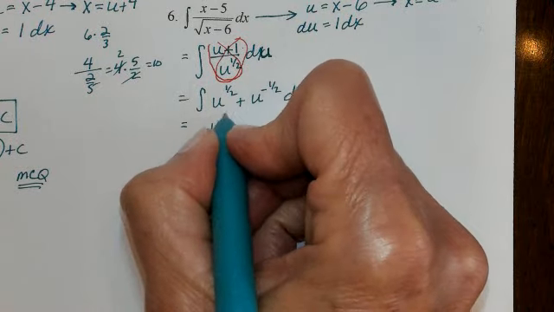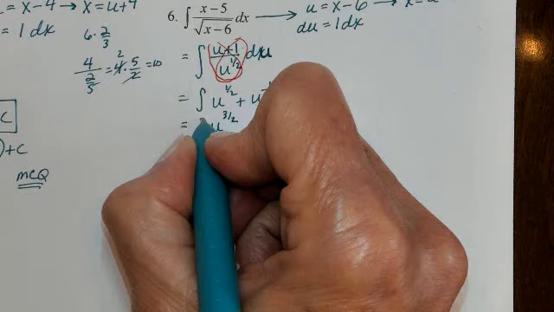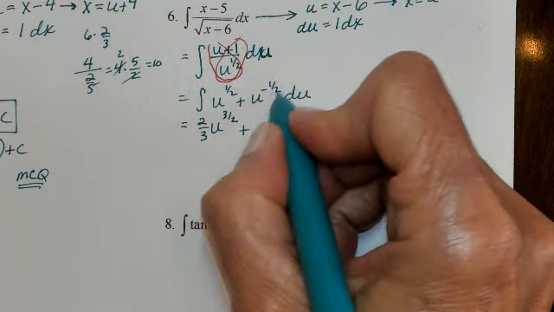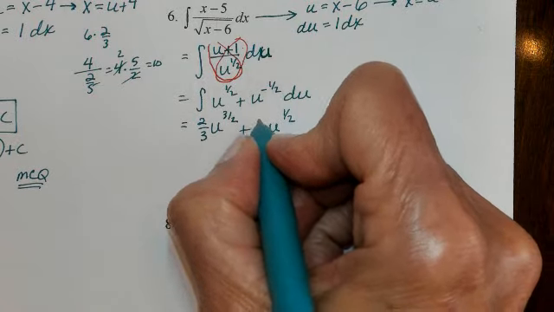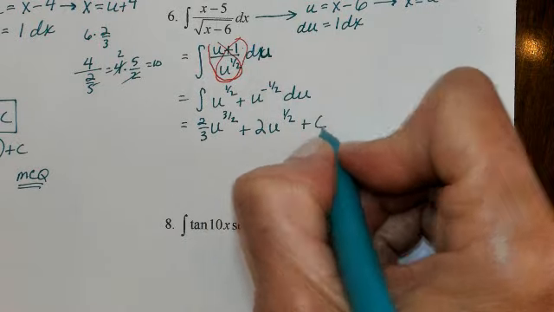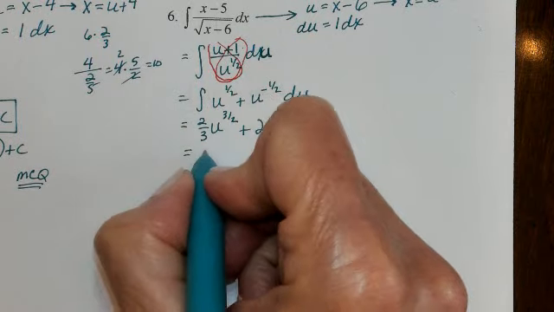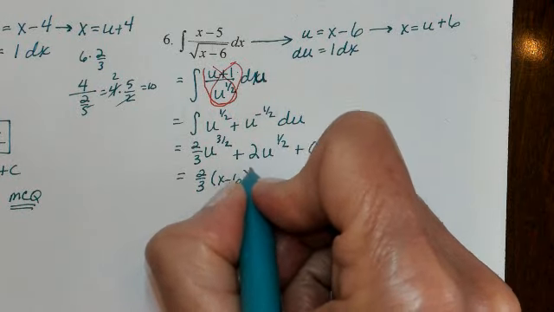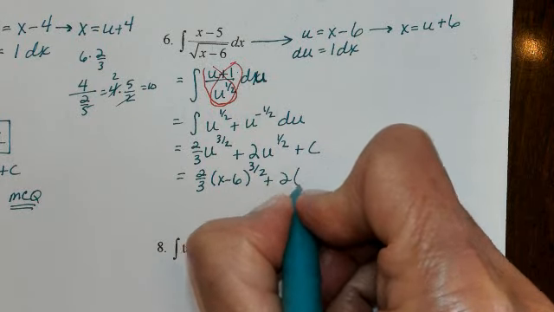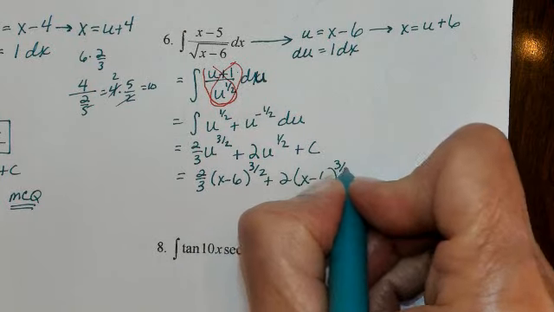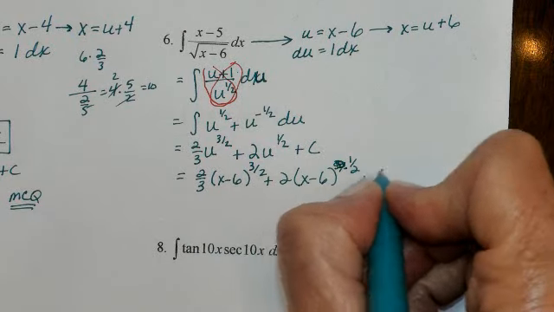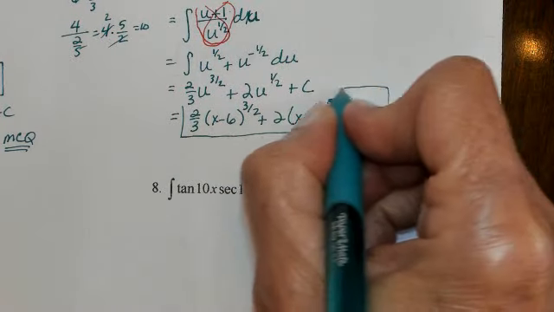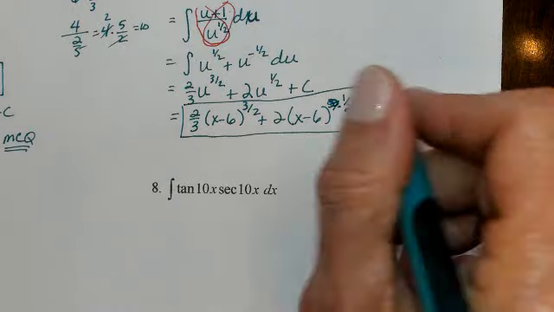So we'll have u to the 3/2 times 2/3 plus u to the 1/2 times 2 plus c. Go back to x's. u was x minus 6, so we're putting x minus 6 back in. Oops, 1/2. Okay? And that would be our safe stop spot, and maybe that is their multiple choice answer. I have seen them leave it in a multiple choice answer like that.